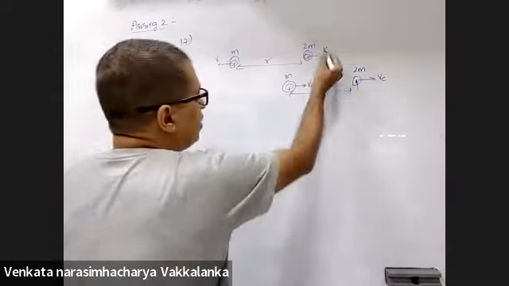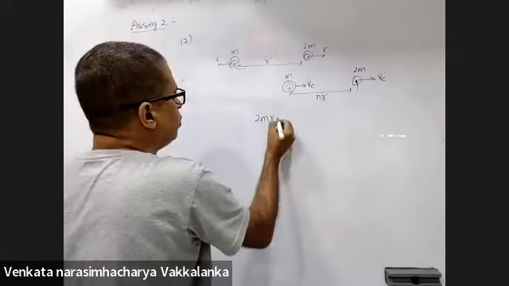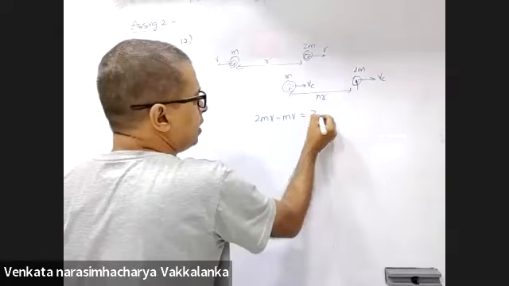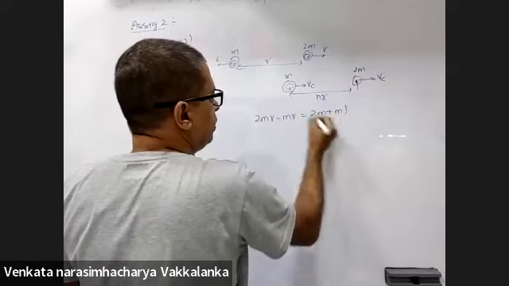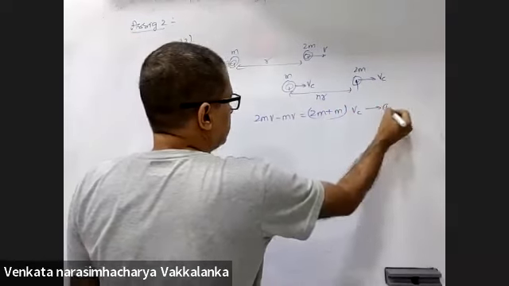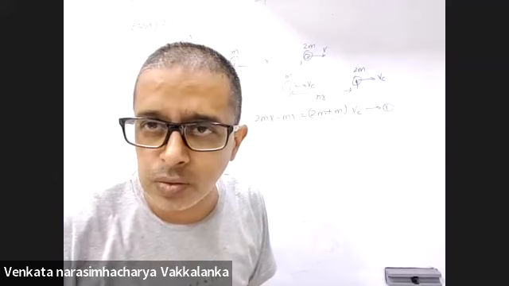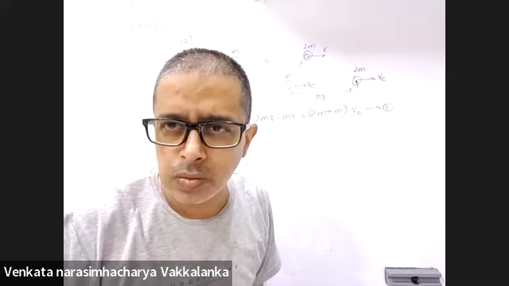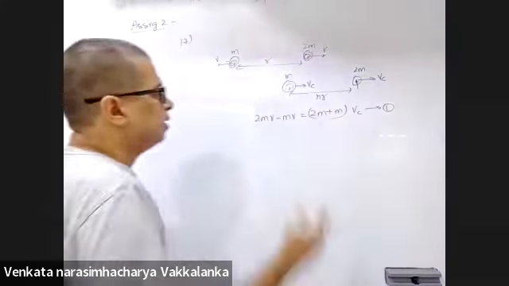Agreed? Now conserve linear momentum. 2m into v minus m into v is (2m plus m) into v common. First equation. Are we okay with this? Yes, sir.